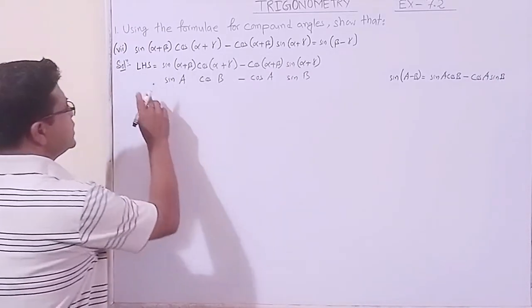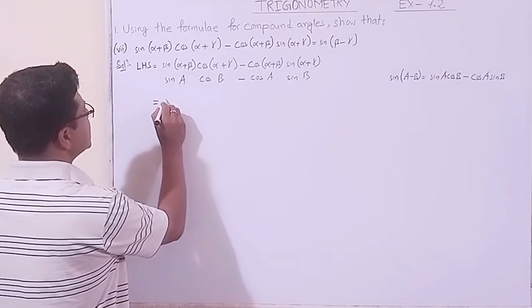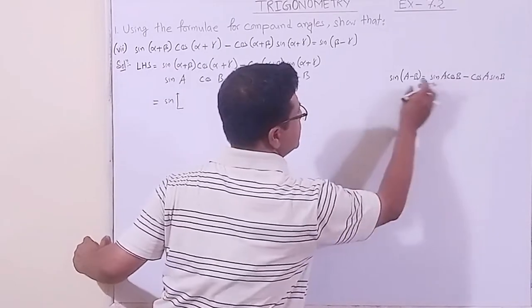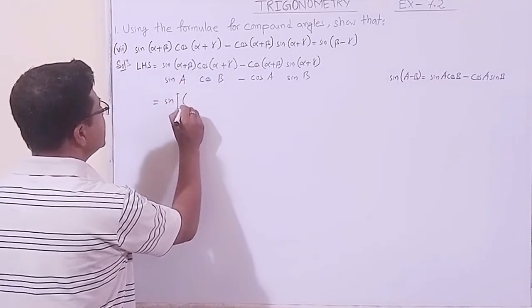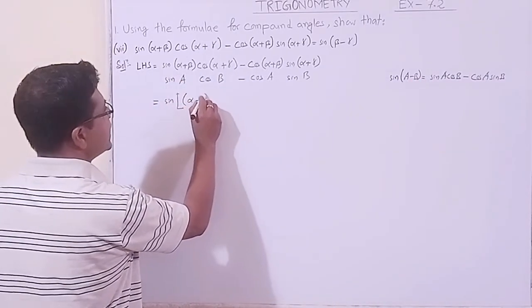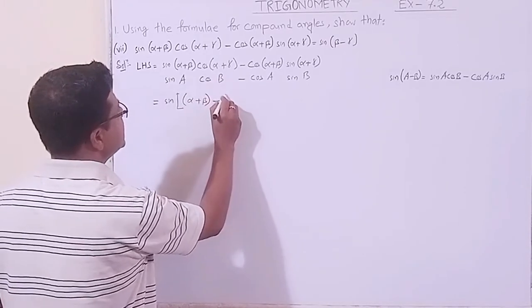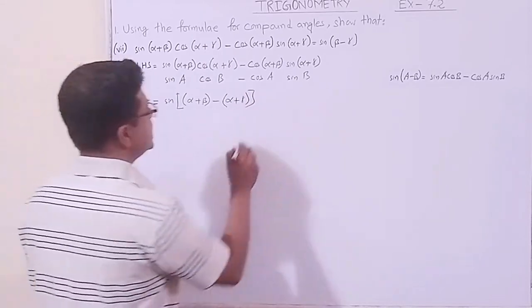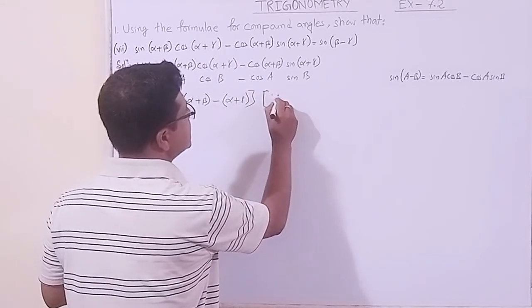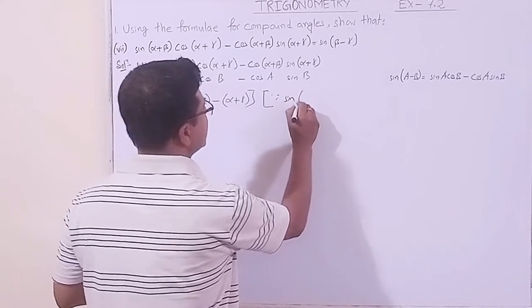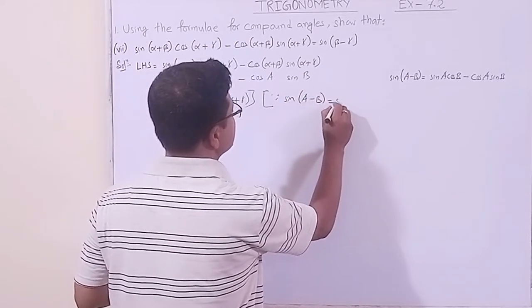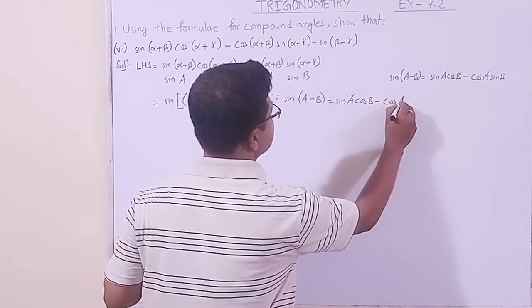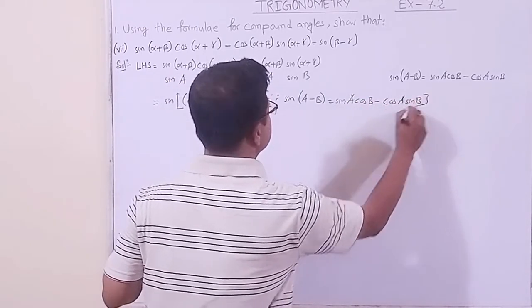So this can be written as sine of A minus B. What is A here? Alpha plus beta. What is B? Alpha plus gamma. Okay, what is the reason? Let us write this reason: sine of A minus B is equal to sine A cos B minus cos A sine B. Got it?